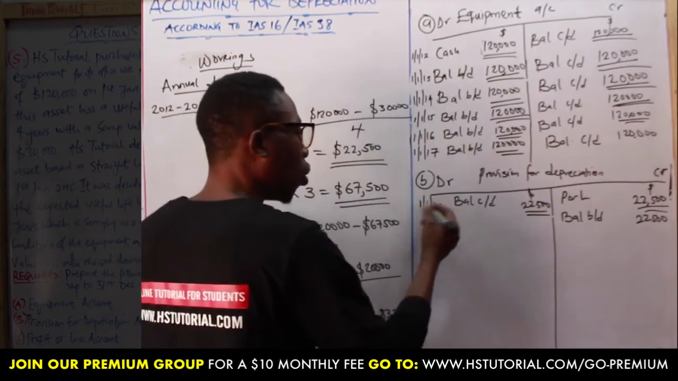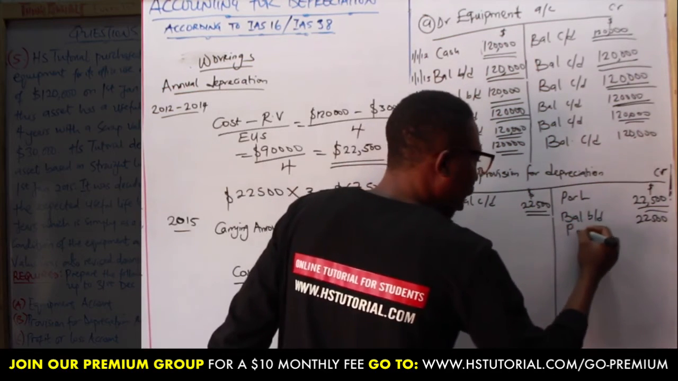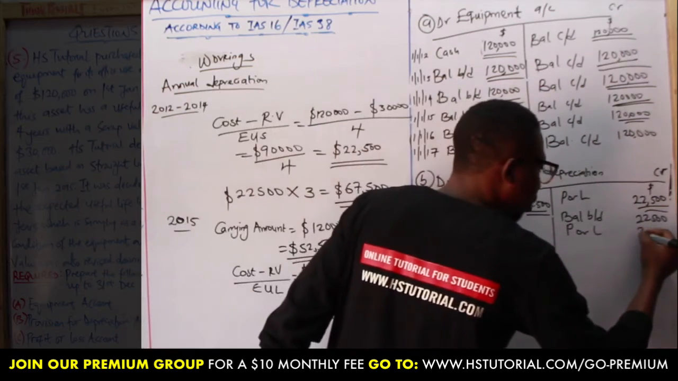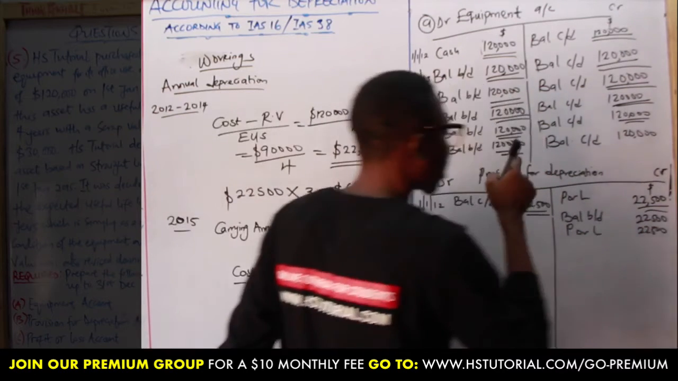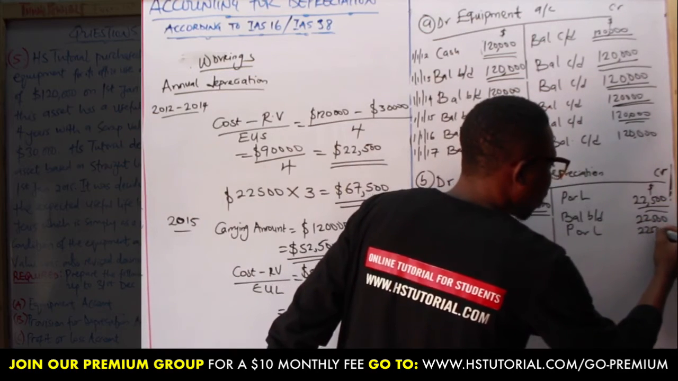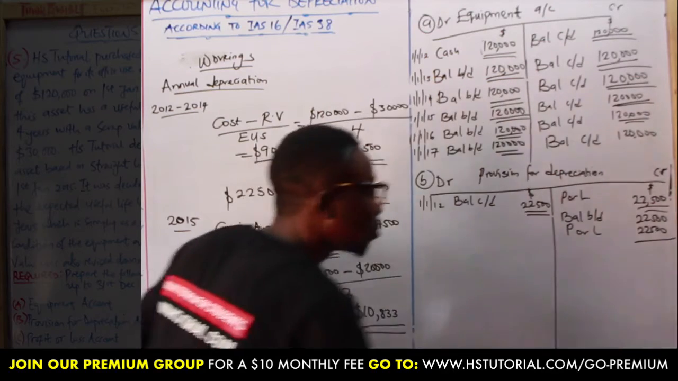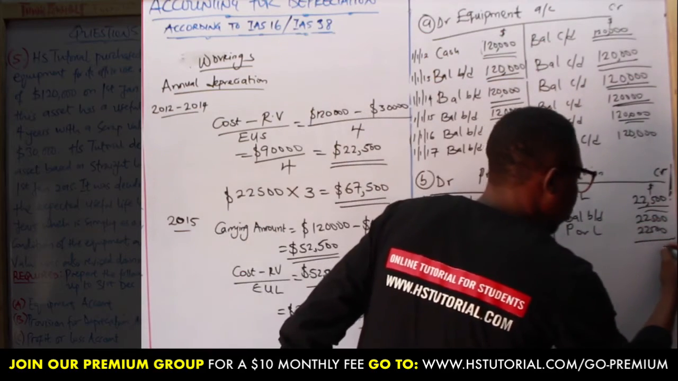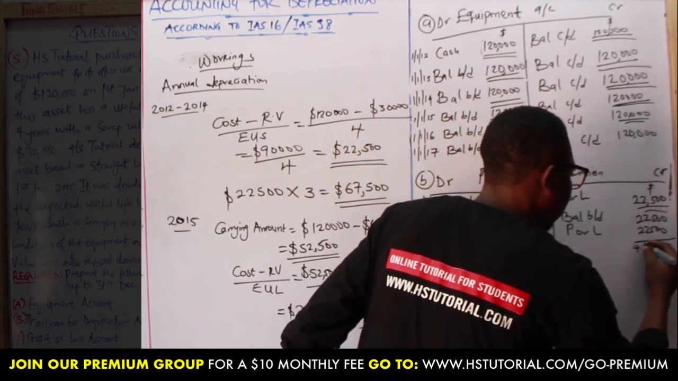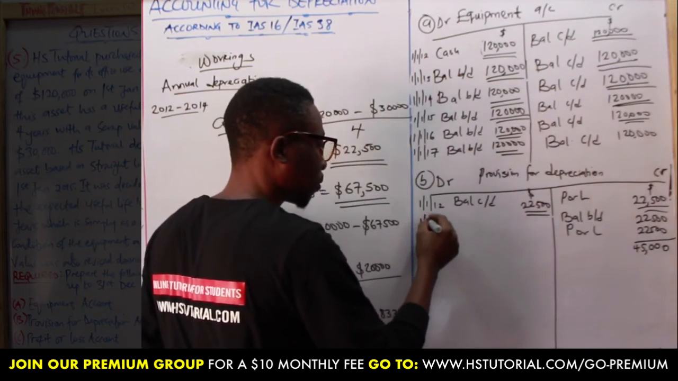22,500, right? So for the second year now, the P or L account will still be what? Will still be debited by what? 22,500. So you credit the provision for depreciation account by 22,500. So what do you have here? You have to have 45,000 naira. This 45,000 naira, you have to balance it.